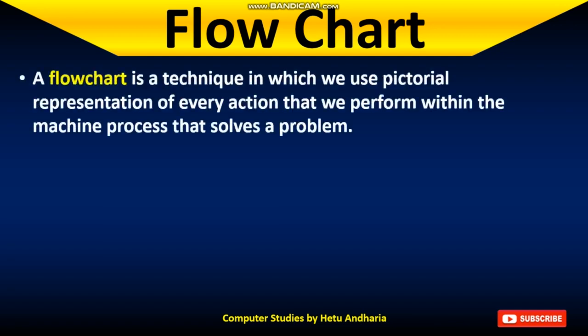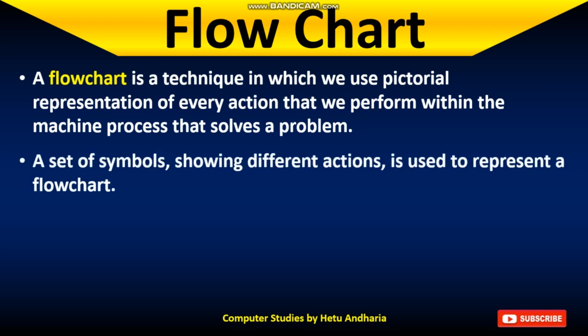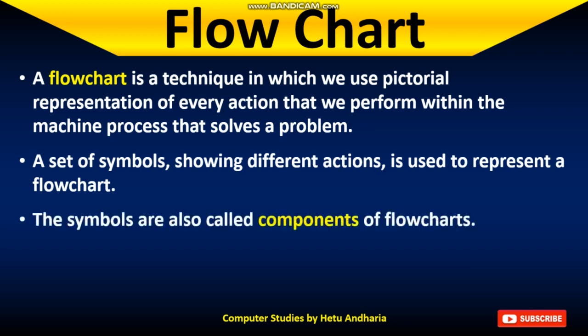Now first thing, what is a flow chart? A flow chart is a technique in which we use pictorial representation of every action that we perform within the machine process that solves a problem. A set of symbols showing different actions is used to represent a flow chart. Now, the symbols are also called the components of flow chart.